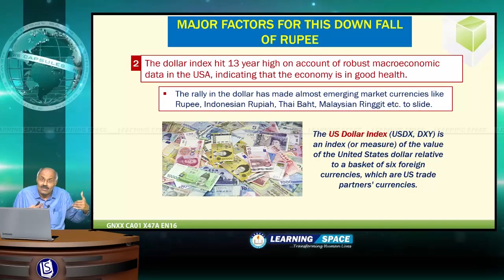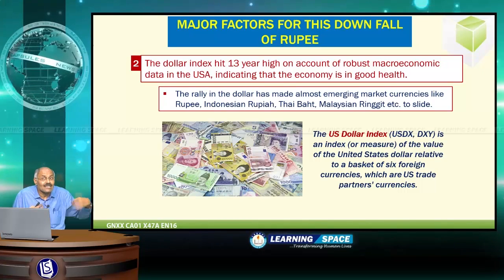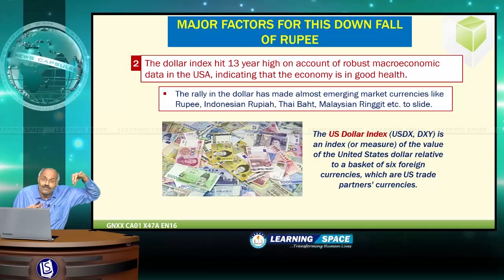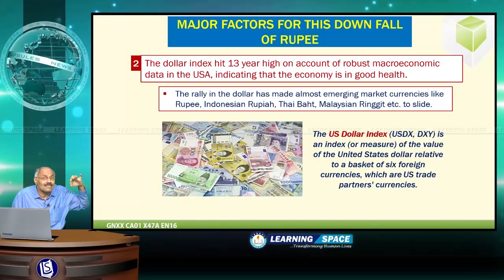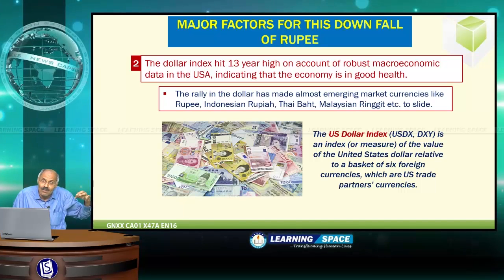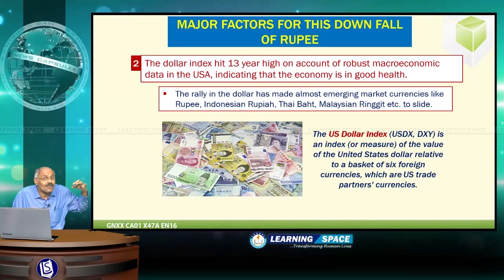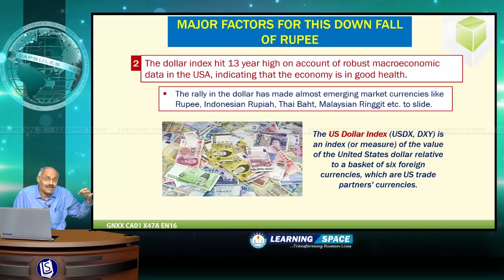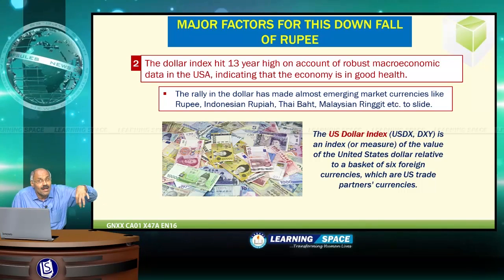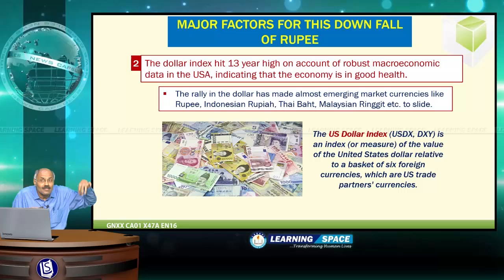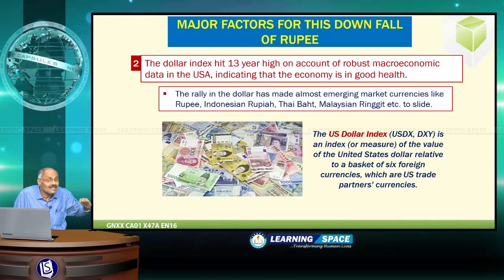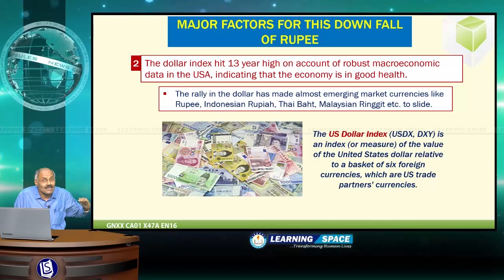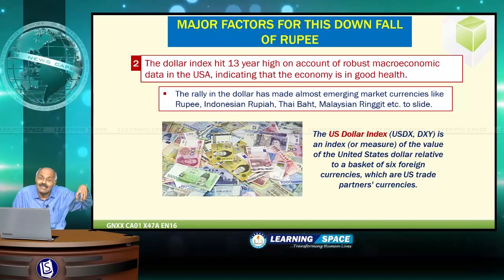In recent times, dollar index hit 13-year high on account of macroeconomic data in USA, indicating that the economy is in good health, and that is the reason why the emerging market economies depreciated. Indian rupee, Indonesian rupiah, then Thai currency baht, then Malaysian ringgit, all depreciated in recent times because of the pickup of the dollar against major currencies.